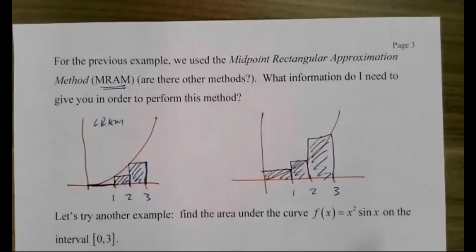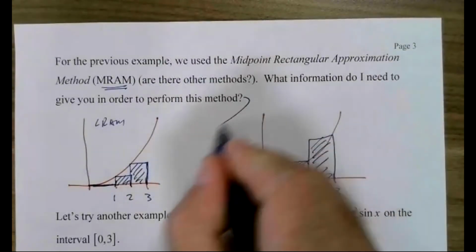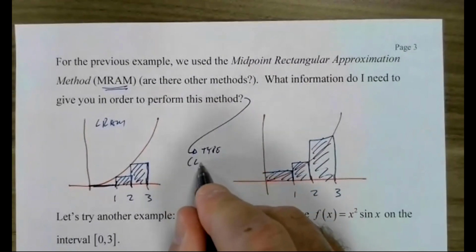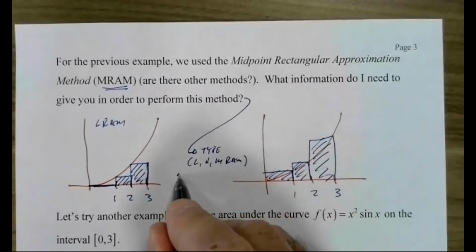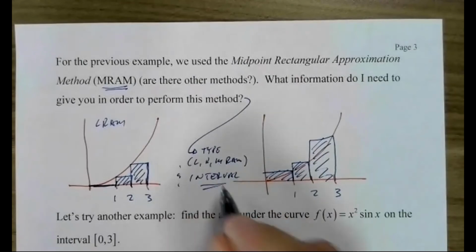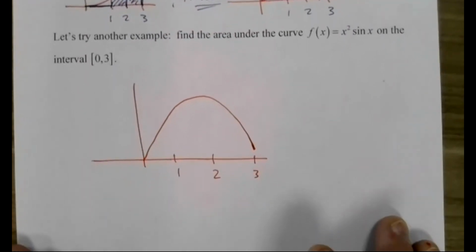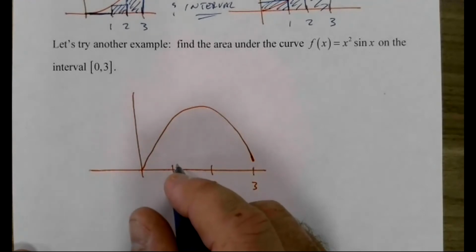And let me go back here. What information do I need to give you in order to perform this method? Well, I have to tell you the type, and that means LRAM, MRAM, or RRAM, and the number of intervals. And you can't do it otherwise because you could put a zillion intervals in. All right, so here I didn't say anything. Let's assume I said 3 intervals. So we're going to go with MRAM.